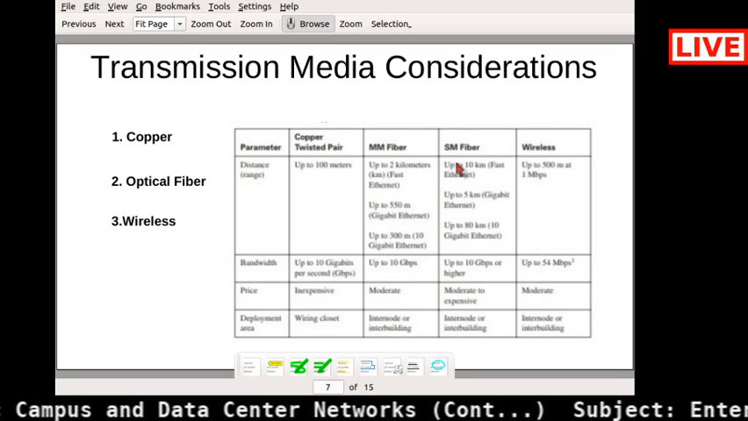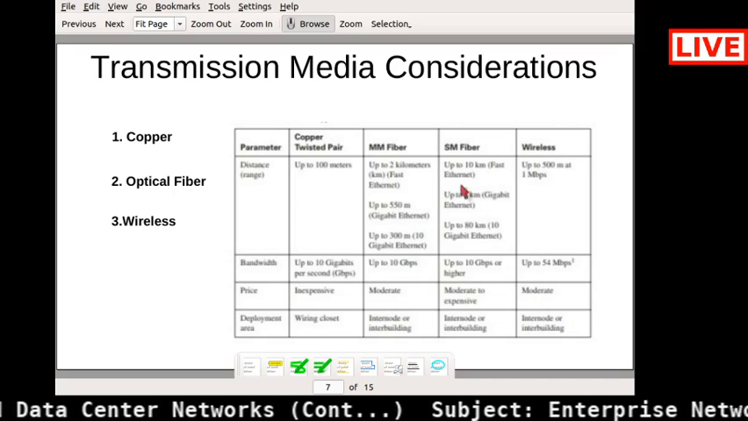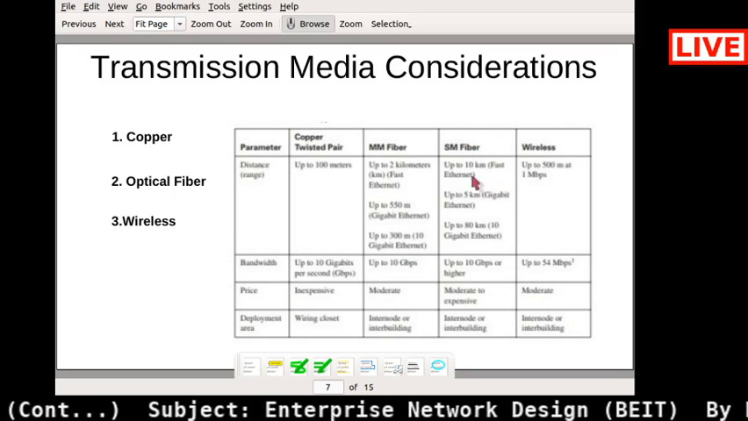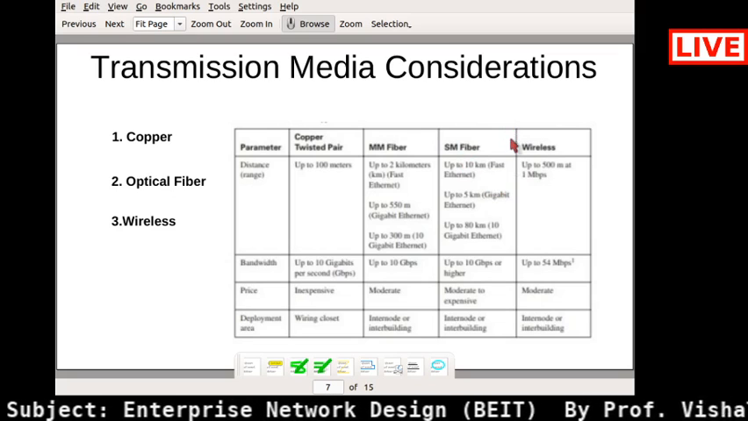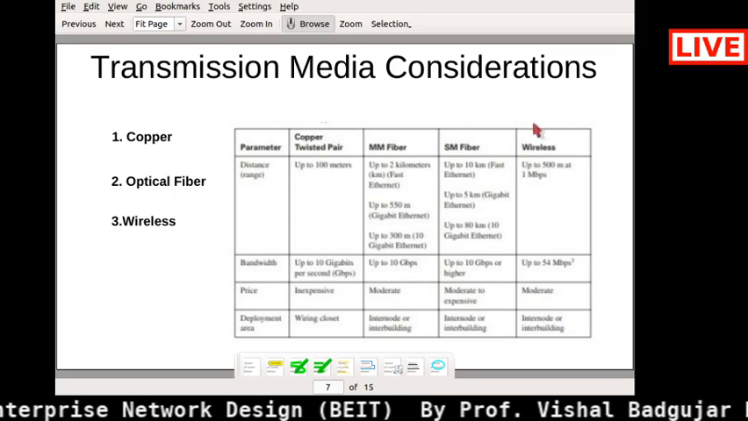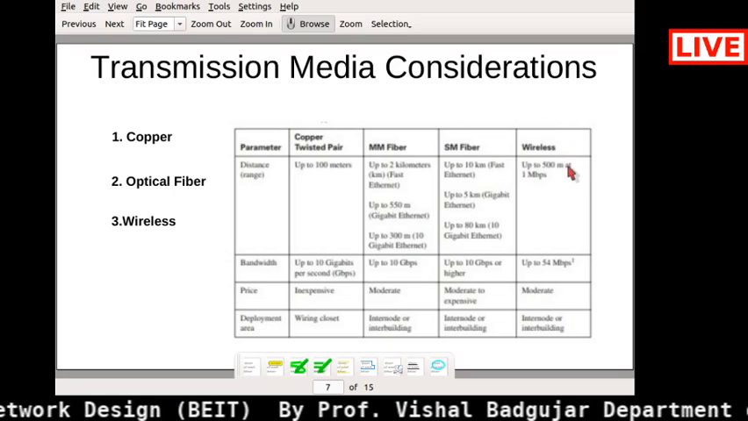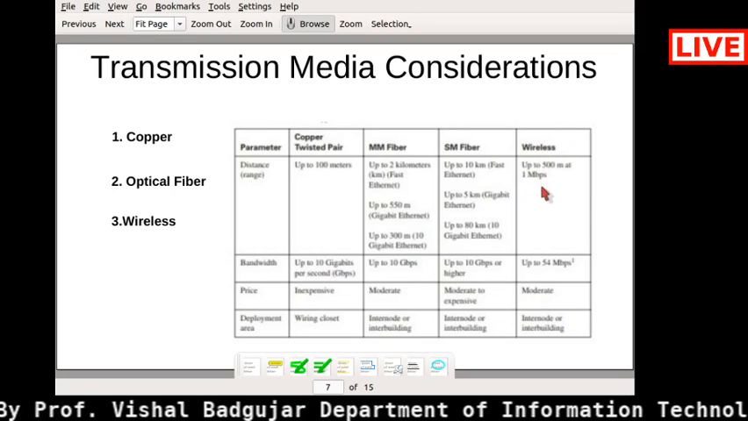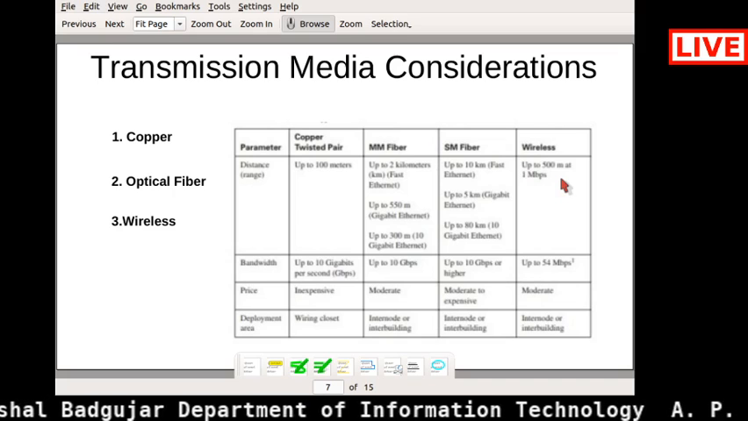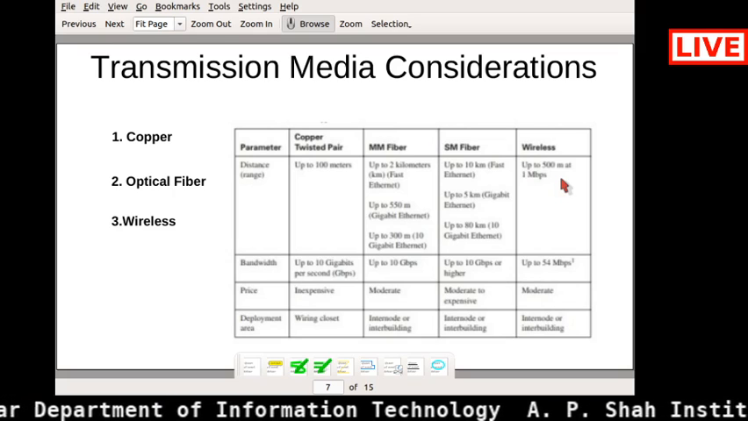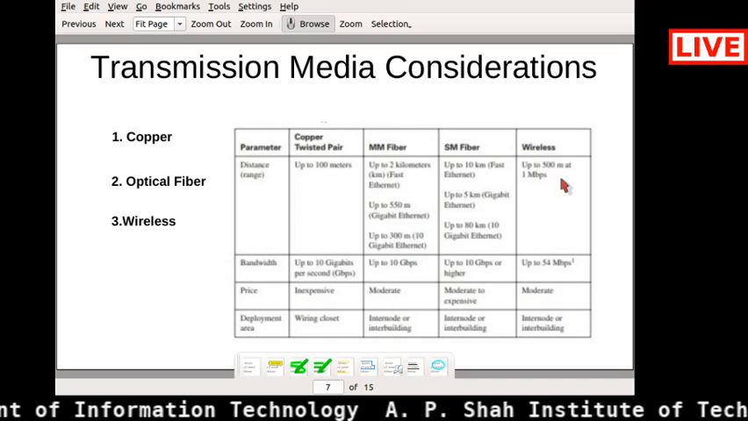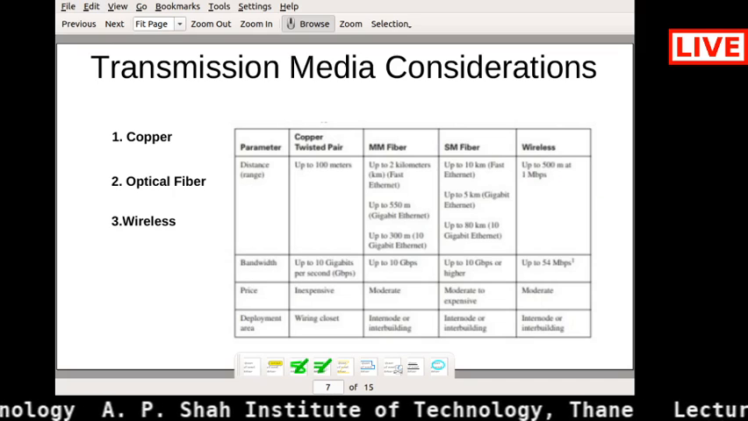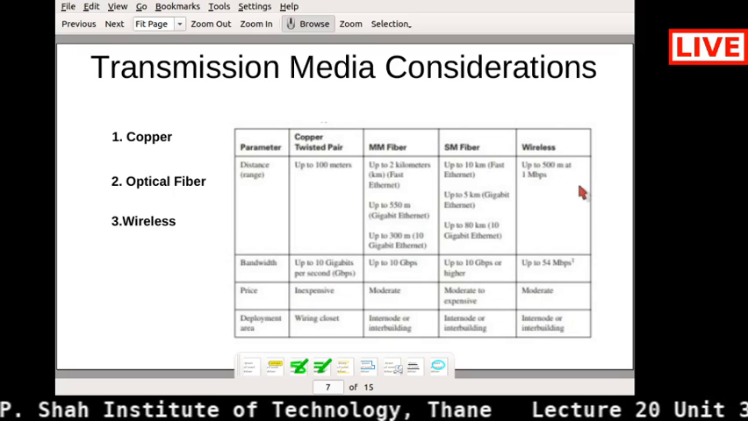For example, for SM single mode fiber, up to 10 kilometers we can use Fast Ethernet, and up to 5 kilometers Gigabit Ethernet. Likewise you need to decide. Then for wireless, up to 500 meters, we can use a 1 Mbps wireless access point. So depending upon the distance, you can decide which transmission media to use for your organization, easily with the help of this chart.